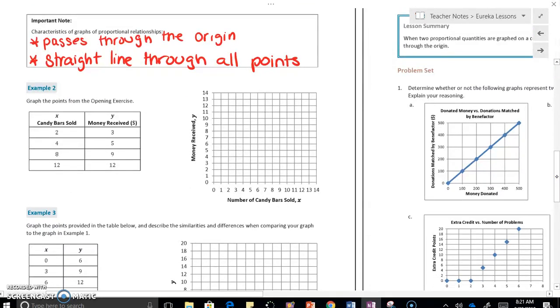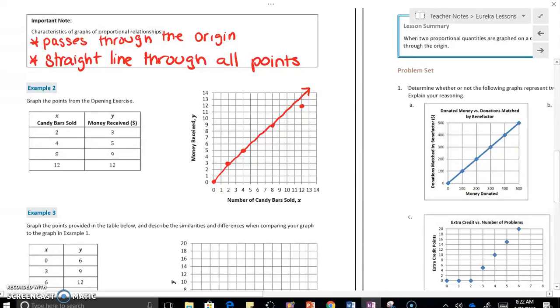So let's go ahead and graph these points again. You can see these values are not the same values from our previous exercise. So we're going to go at 2, 3, 4, or say 4, 5, 8, 9, and then 12, 12. I'm going to try my best. And then we can assume that this one starts at 0, 0. And if I draw a straight line, oh, but look.